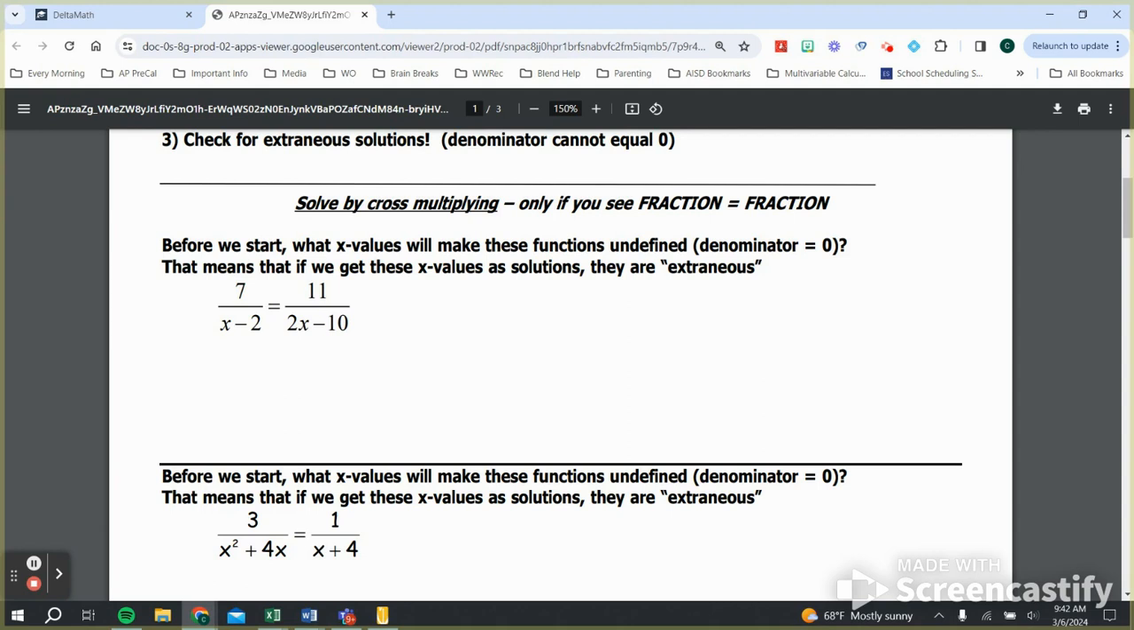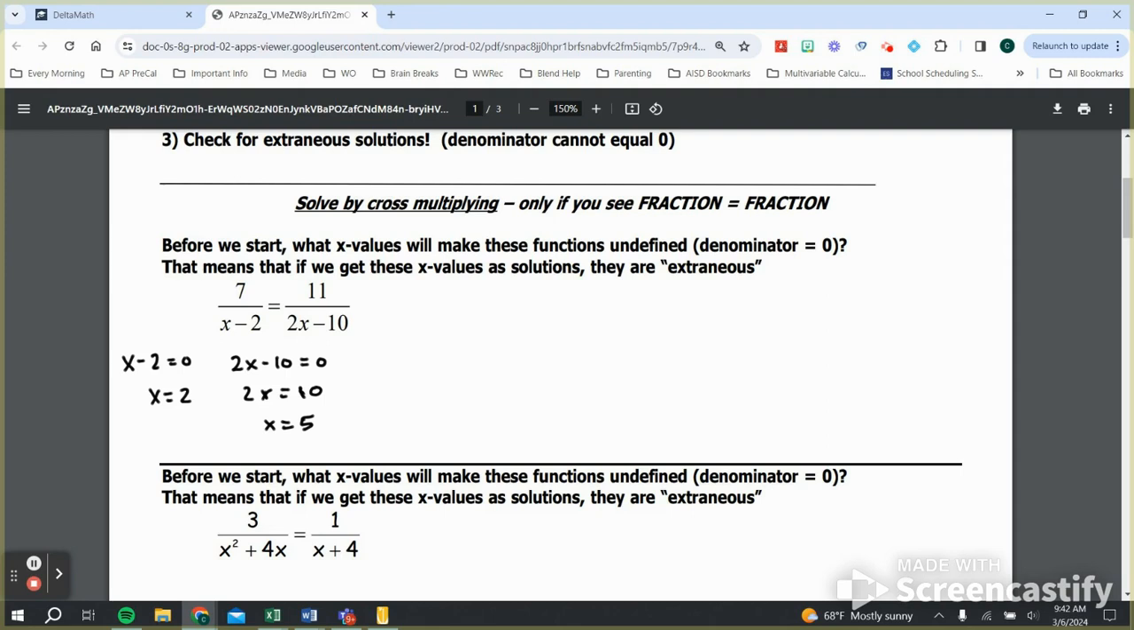So before we start, what x values will make these functions undefined, meaning when will my denominator be equal to 0? So if we look at our first one here, we make our x minus 2 equal to 0. So that gives me a 2. Then we get our 2x minus 10 equal to 0. So when I'm solving for x here, I get x equals 5. So I know for sure that my x cannot be equal to 2 and it cannot be equal to 5, because that will give me a 0 in the denominator, which is not possible.